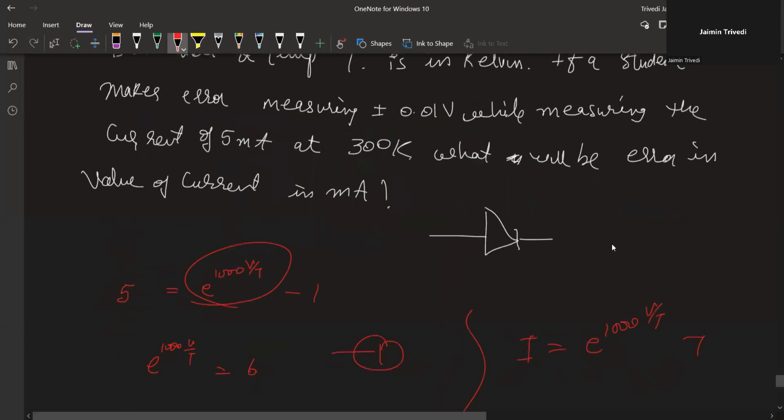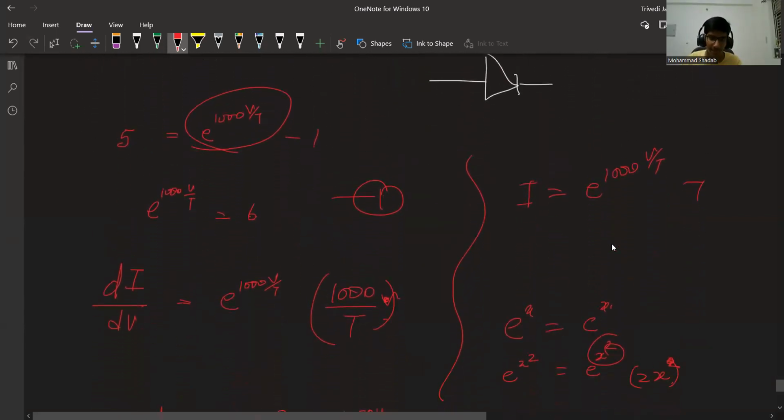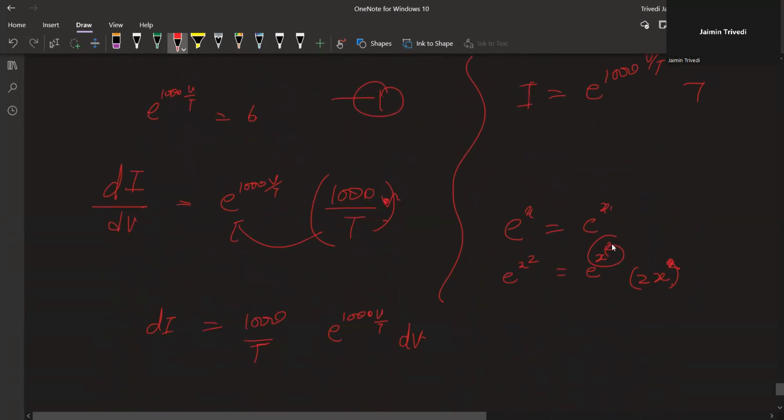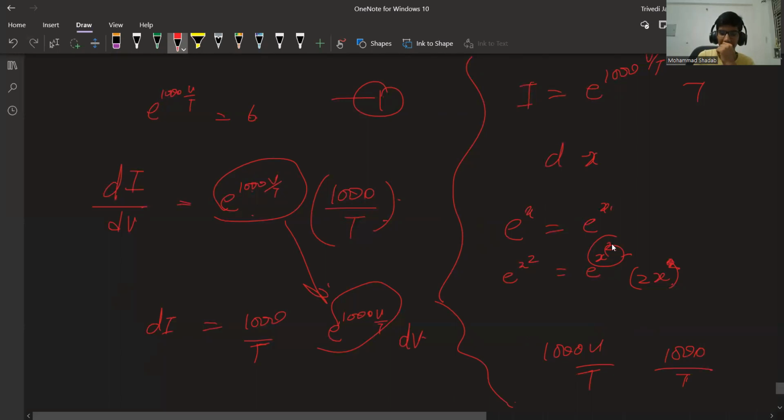Now this value we just solved. After you differentiated 1000 V by T, what did you do? I'm just replacing this value here. How exactly did you differentiate 1000 V by T? See, if it is e to the power x, you'll write e to the power x. If it is e to the power x squared, then we'll write e to the power x squared and differentiate this part because this x is not alone, it is x squared. Same thing I did. E to the power this one will be the same. Now this has another differentiation. So for 1000 V by T, differentiation will be 1000 by T, since differentiation of V is 1. Differentiation of x is 1. Got it.